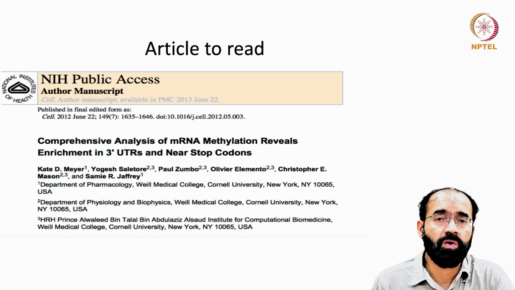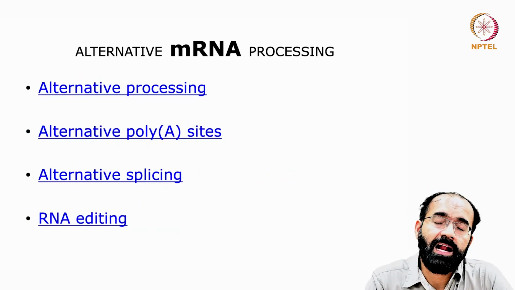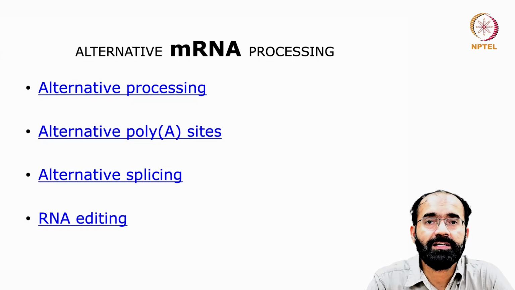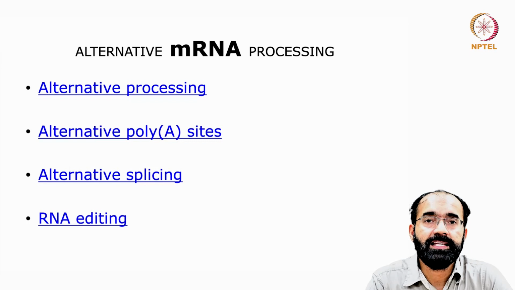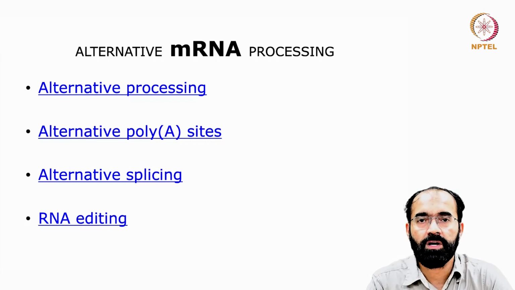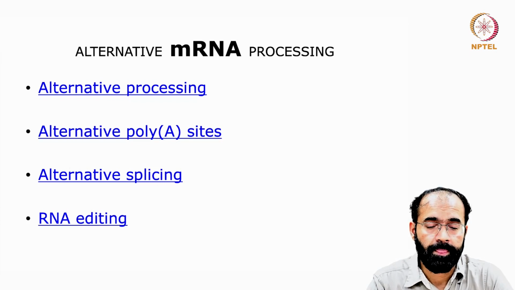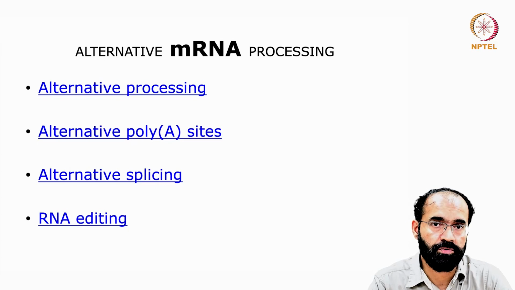Now let us move on to alternative mRNA processing. What is alternative mRNA processing? The name itself says a lot. Alternative mRNA processing, is there only one way? It is just like if someone is asking where is your house, and you are telling an address, and then people are asking, okay, what are the different ways you can reach your house?